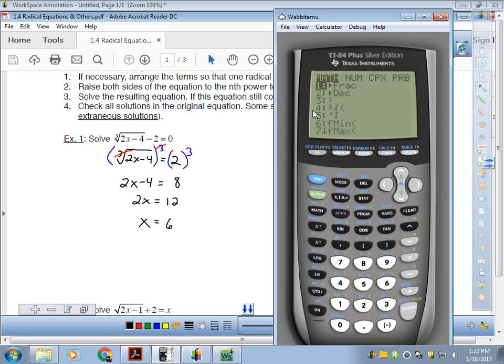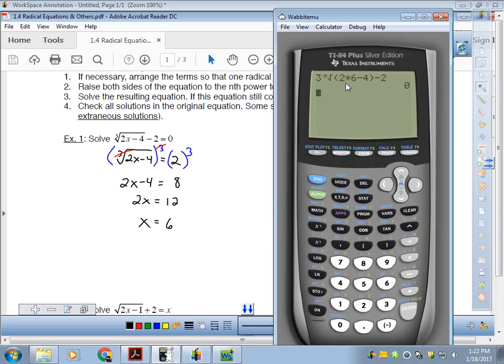You might have noticed in the math menu there was a cube root in particular already there, which is number 4. You could use that if you wanted to as well. Okay? But that's only cube roots. So I'm doing a cube root of 2 times, the x we found was 6, minus 4. Then I close the parentheses because that closes my radical. And then I'm going to put the minus 2. And I hit enter. And it tells me it equals 0. So we know we got the right answer.